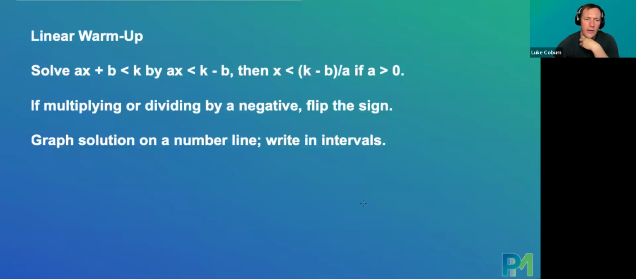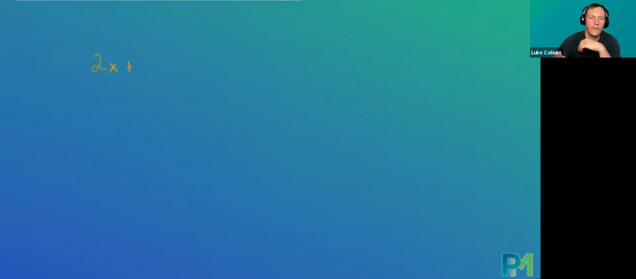So we're just going to think about an example here. We're just going to do it for the example of a real line. Sorry. So instead of having ax plus b is less than k, let's give it real numbers. So let's say 2x plus 5 is less than 7.